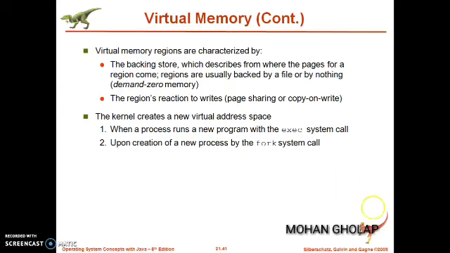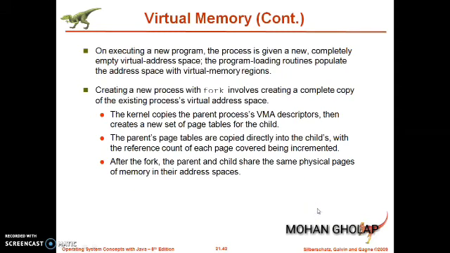So the kernel is going to create a new virtual address space whenever a new process is created and when you call an exec system call. Okay, so this is given here. On executing a new program, the process is given a completely empty virtual address space, as we saw in the previous slide. Creating a new process with fork involves creating a complete copy of the existing process's virtual address space.